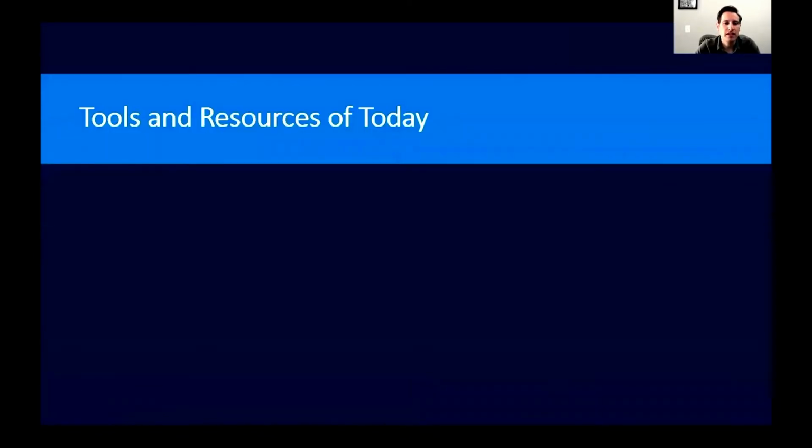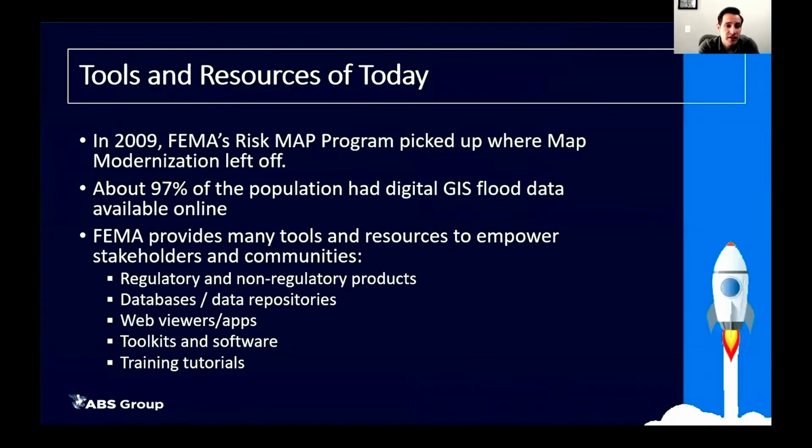So what are some of the resources today? So 2009, that's really when Risk MAP took off, picking up from Map Modernization. Coming out of MapMod, it was estimated about 97% of the population had spatial data available. So this is great. And this was really going to lead the way into not only FEMA providing digital regulatory and some non-regulatory products. This has allowed us to create databases, web viewers, software and training tutorials to really step people through all of these resources that are available today.